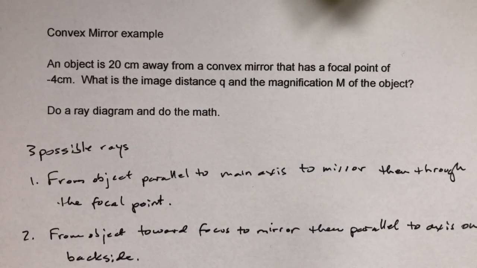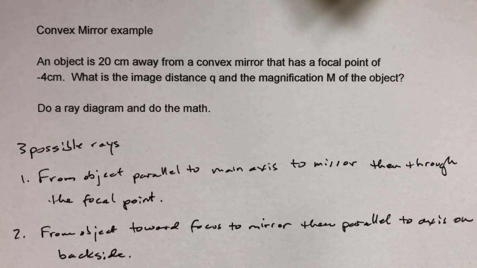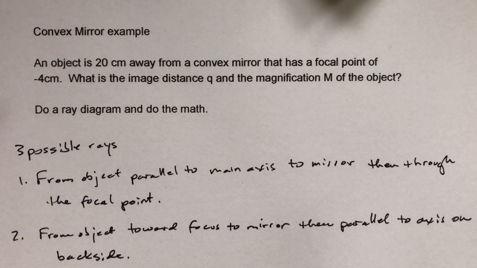Okay, physics students, today we are going to do an example of how to do a convex mirror ray diagram and answer some of the math questions about it using the mirror equation. We have an object that's 20 centimeters away from a convex mirror. Again, this is a mirror that the edges bend away from you. It's kind of bulging toward you. And they always make things look smaller than they actually are. Again, think of the back side of a spoon.